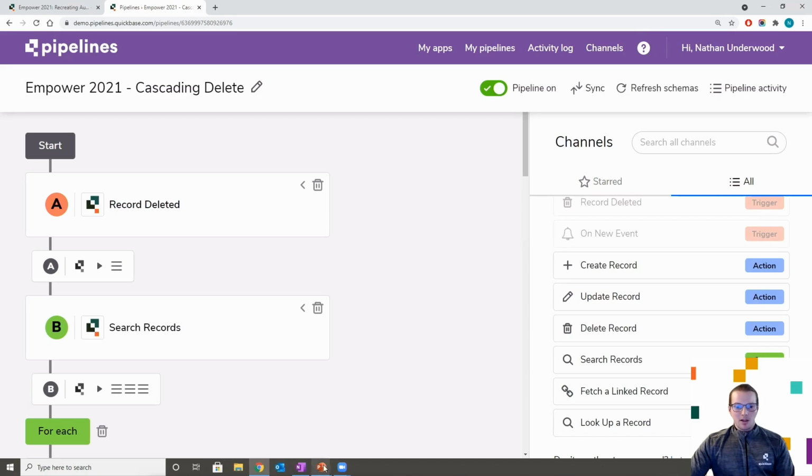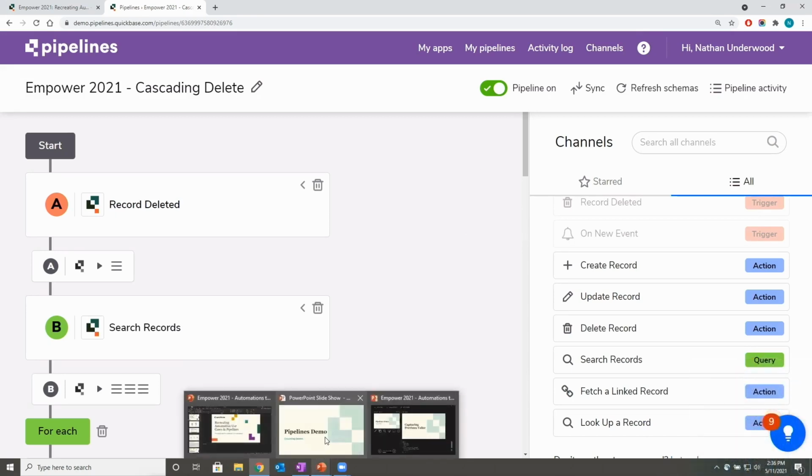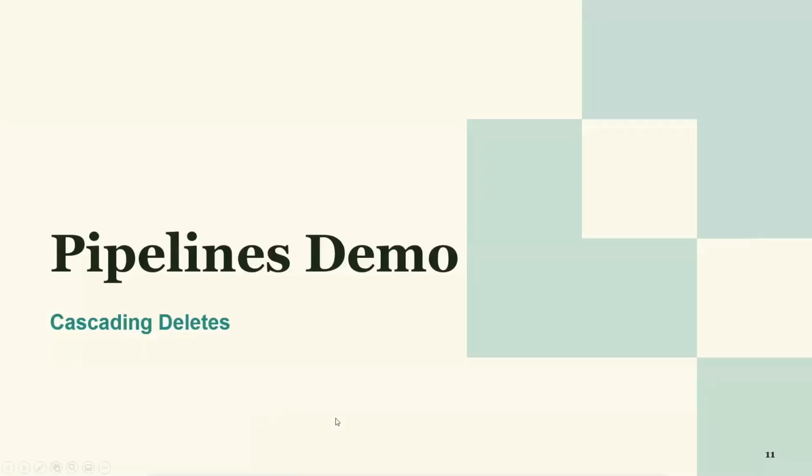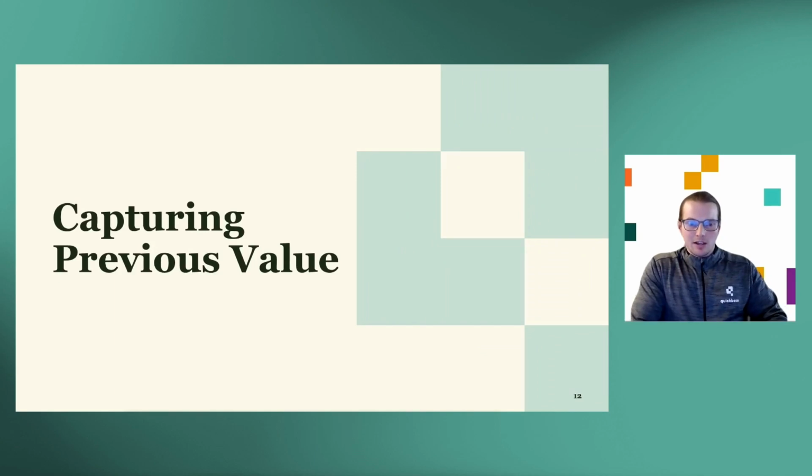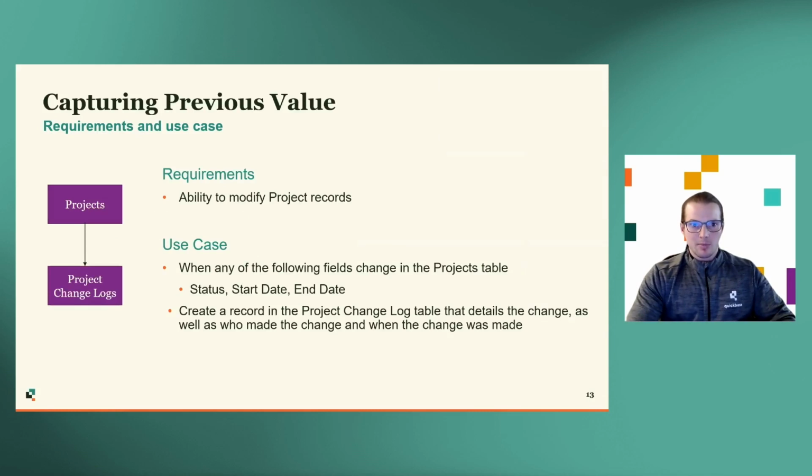All right. So that's the first use case. I'm going to jump back now to my PowerPoint here. And let's take a look at our second use case. So remember, we're really trying to find some use cases here that are pretty heavily used by our clients with automation. So one of the big ones is the ability to capture old values and new values.